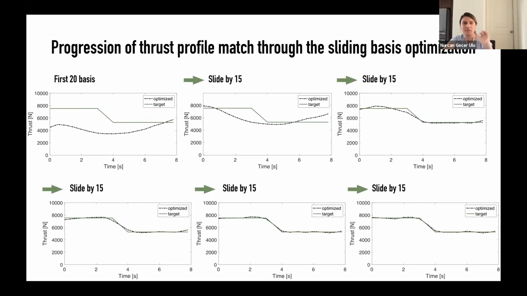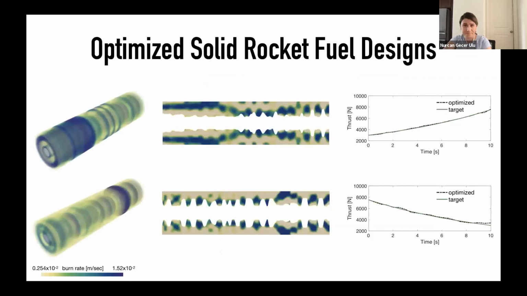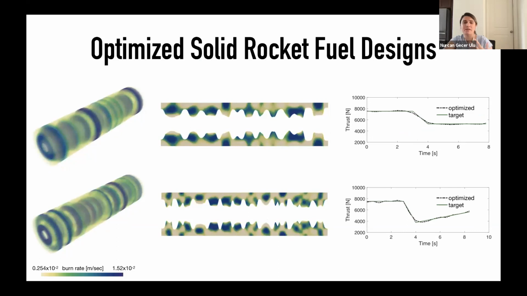In summary, the idea is that we start with the first 20 bases and then incorporate another 15 by sliding, doing the optimization on only the active 20 basis functions. And we can see that the thrust profiles match a lot better as we approach convergence. So I'll just show you a few examples. Basically, these are some other material distributions we got for different target thrust profiles. Here is another set of them. And here we are designing graded material fields.